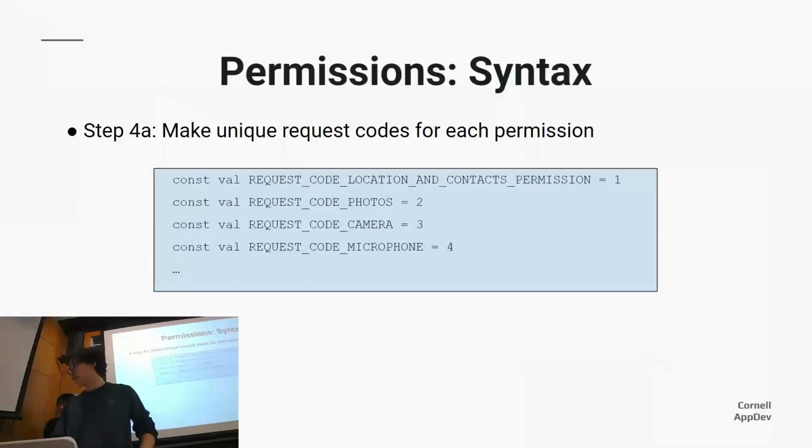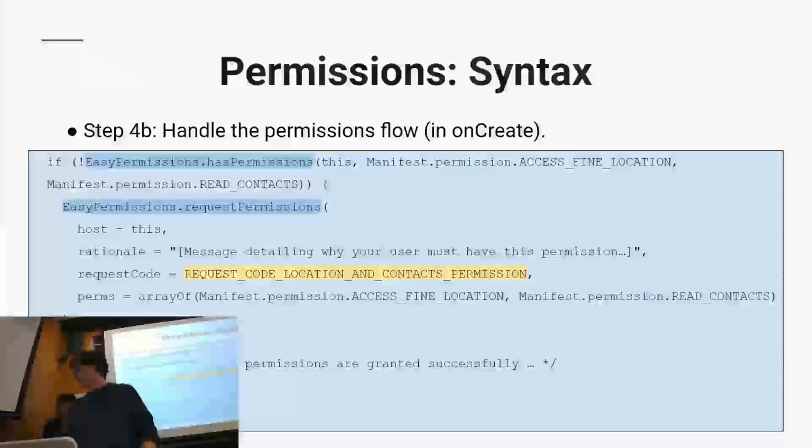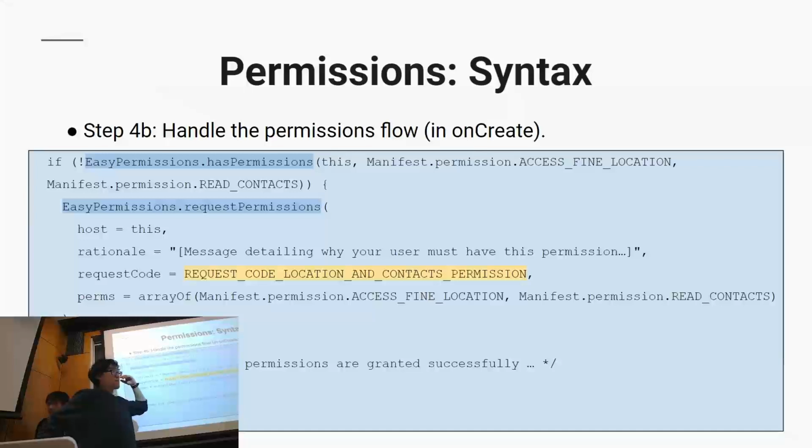Afterwards, we also have to make sure that you make a unique request code for each permission, so that when you try to request it, you can request the correct permissions. These are just things you have to do due to the fact that we're using this specific library.